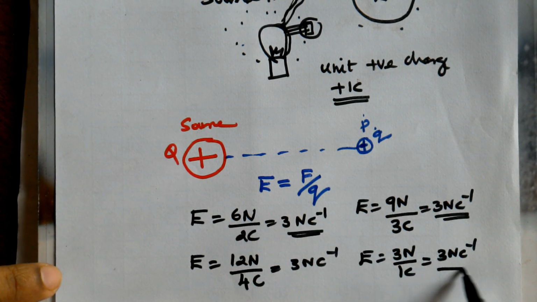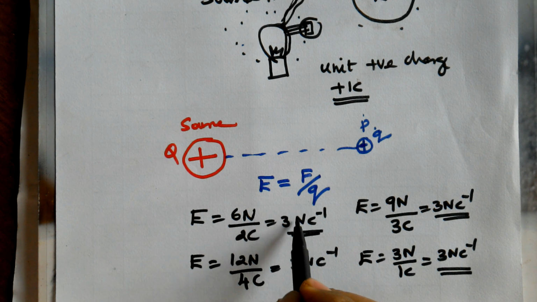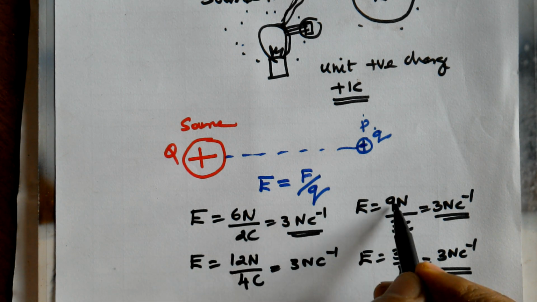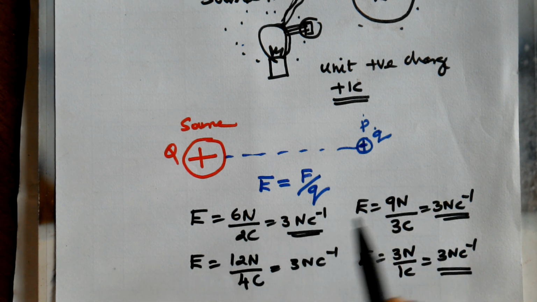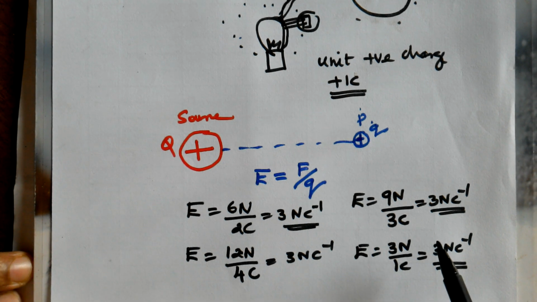This is the answer. Now you see, out of all the forces, this force F by Q, this is not the answer. 3 is the answer. This force 9 is not equal to 3. 12 is not equal to 3. But here you see, 3 is equal to 3. That means whatever force the unit positive charge will experience, the same amount of electric field we get. That's why the definition goes like that.